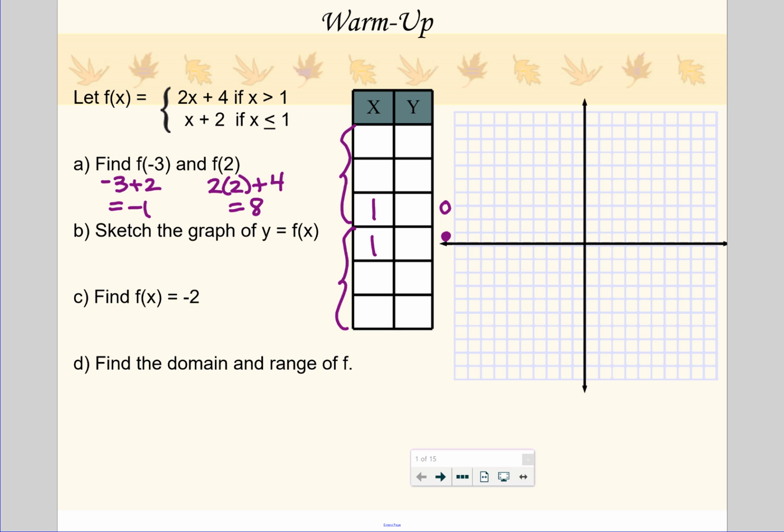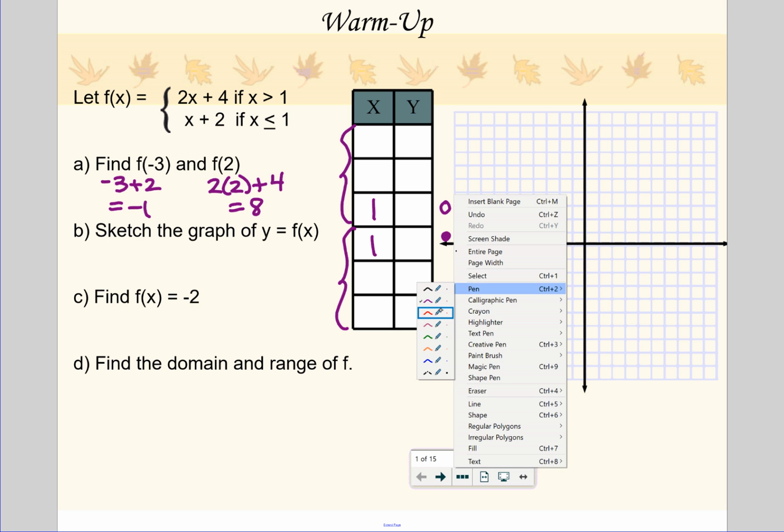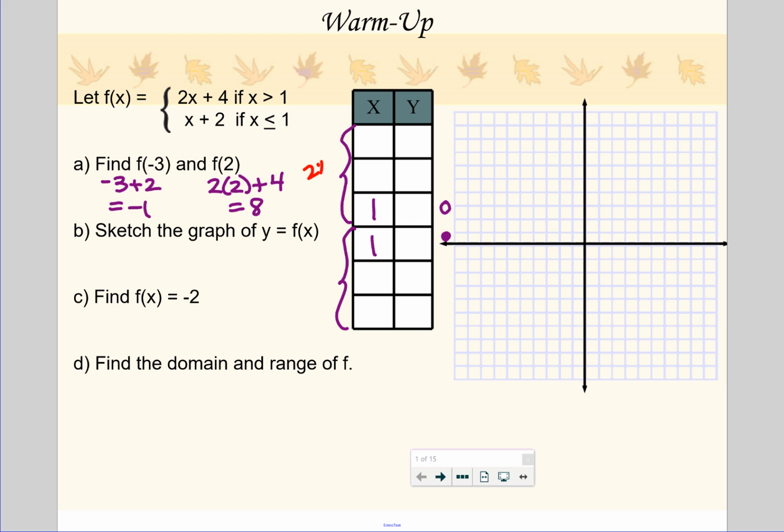So this top part of our table is going to represent that 2x plus 4. I want to label it. And the bottom part is x plus 2. From there, really, you can pick any other numbers you want. I'm just going to keep it simple here. The top one is all numbers bigger than 1, so I'm going to put 1, 2, and 3. The bottom part is all numbers smaller than 1, so 0 and -1.